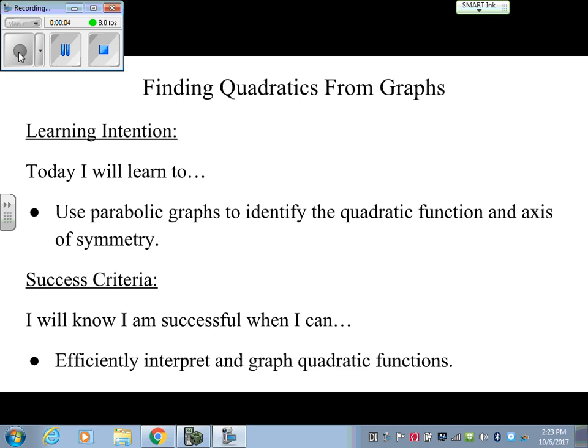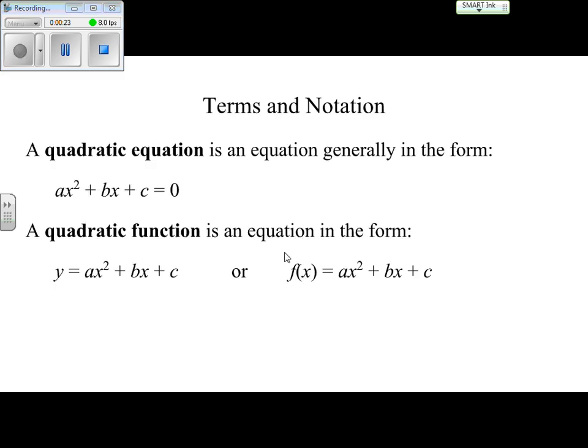Today we'll be using parabolic graphs, or graphs of parabolas, to identify the quadratic function and axis of symmetry that would have been used to create that actual graph. So we're sort of working backwards, starting with the graph and then figuring out the function and other attributes. We will know we are successful when we can efficiently interpret and graph quadratic functions.